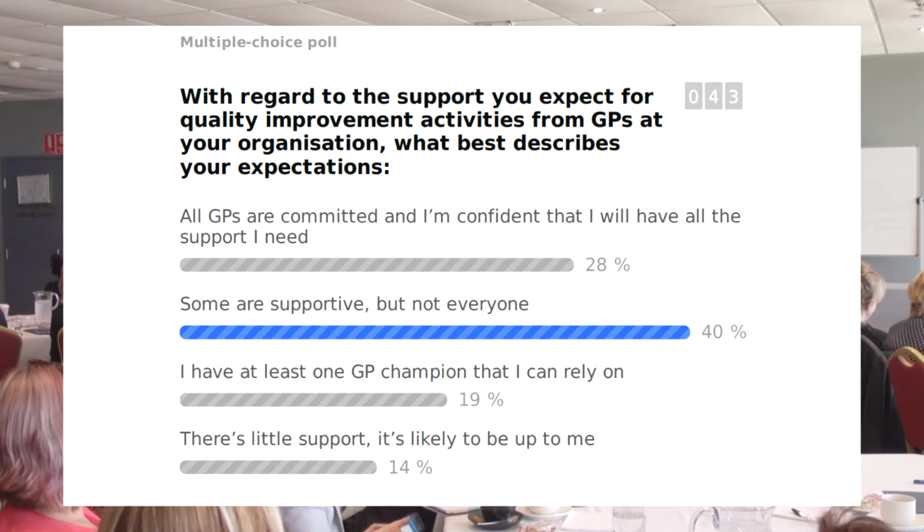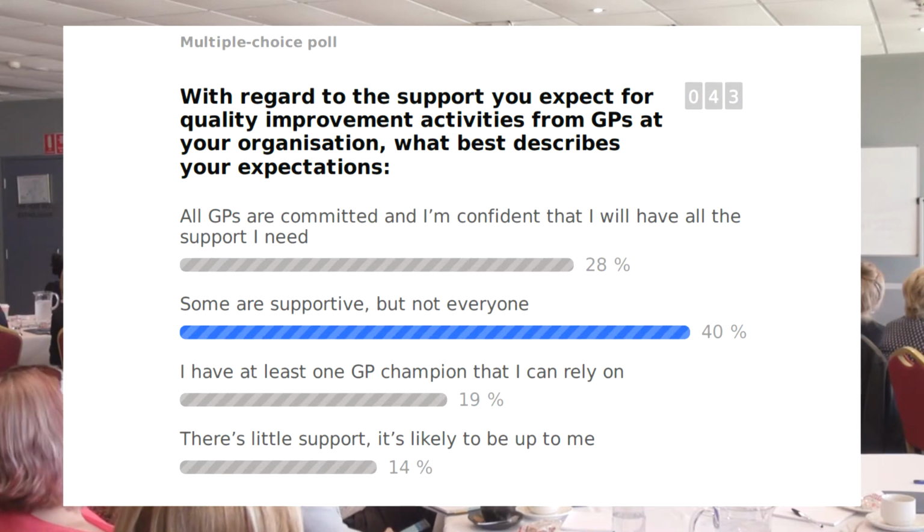Okay, so obviously it's starting to form. We've got some that are supportive. We've got some where there's at least one GP champion that I can rely on. We've got a group where there's little support and it's likely to be up to me, 15%. And all the GPs are committed, that's 30%. That's pretty high.